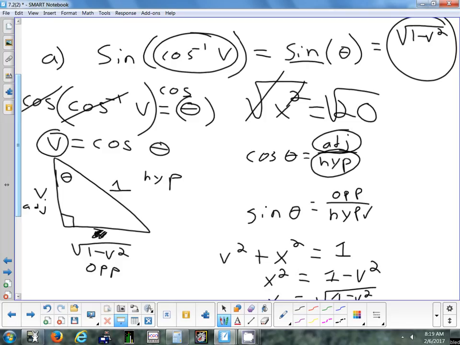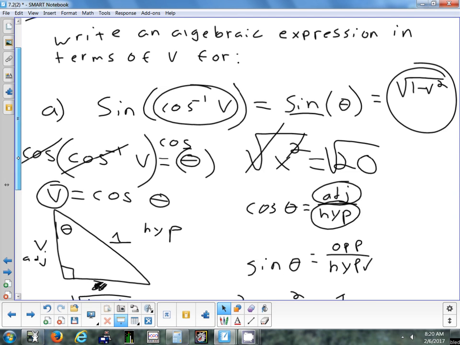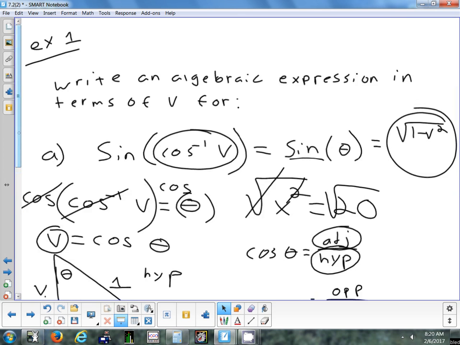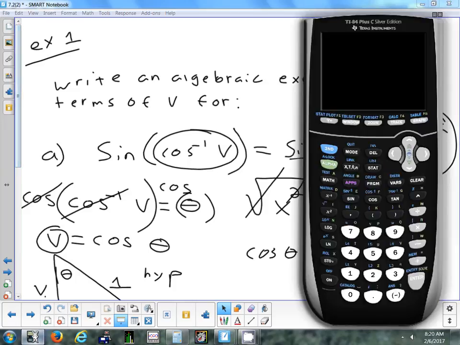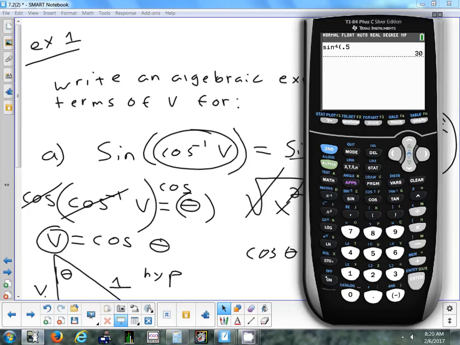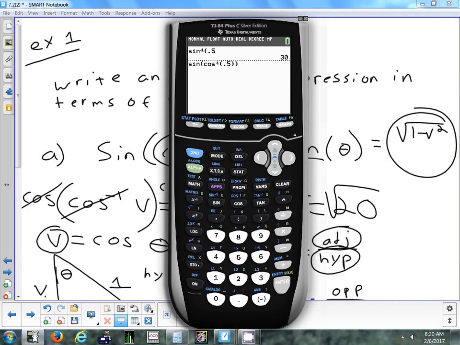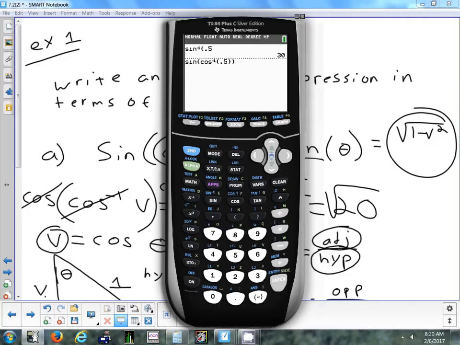All right, so let's try that. Somebody give me a number for v, but it has to be between -1 and 1. 0.5? Yeah. All right, so let's plug in 0.5, and I'm going to take the inverse cosine, and then I'll take the sine. Okay, so we have the sine of inverse cosine of 0.5.